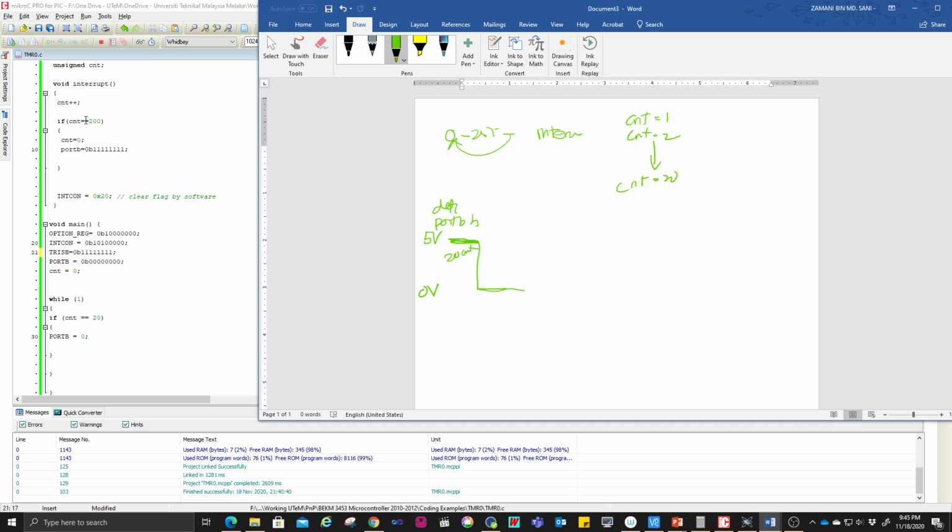Because here, the reset will be back to 0 if your count reaches 200. So if your count reaches 200, then what happens is you go here: if count is equivalent to 200, your count is going to be set to 0 again, but your port B now is going to be set as 1.